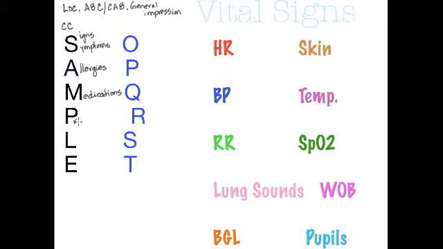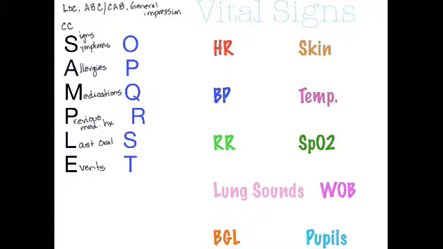Then we want to know previous or pertinent medical history. So again, pertinent history. Again, we don't need to know about them getting their tonsils out 40 years ago if their chief complaint is chest pain today. L is last oral intake. So what did they have to eat or drink recently? And E is events leading up to the illness or the injury.